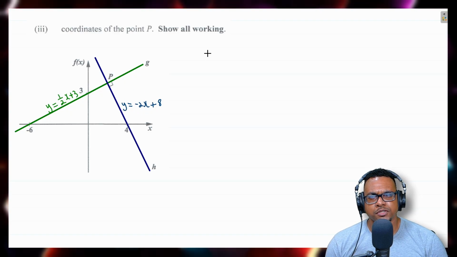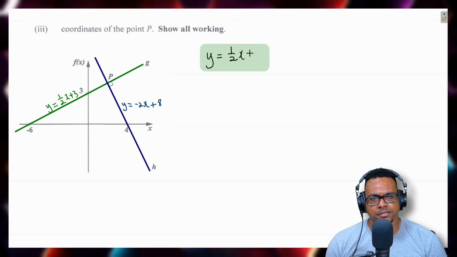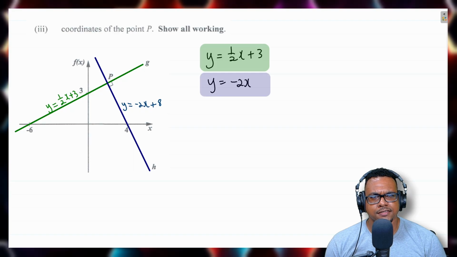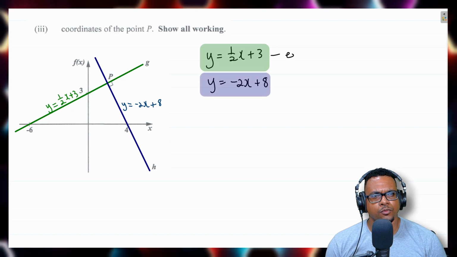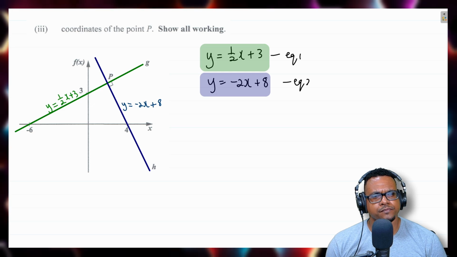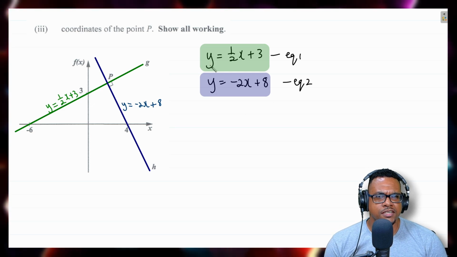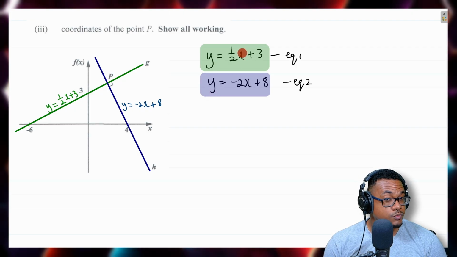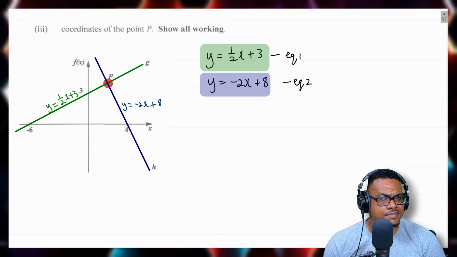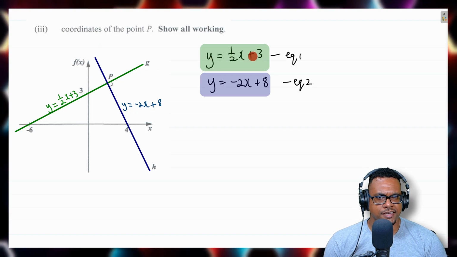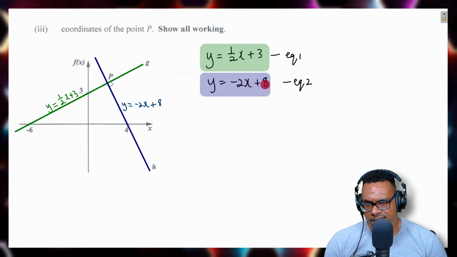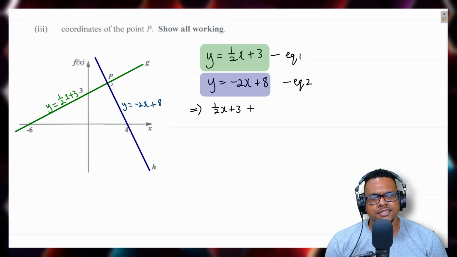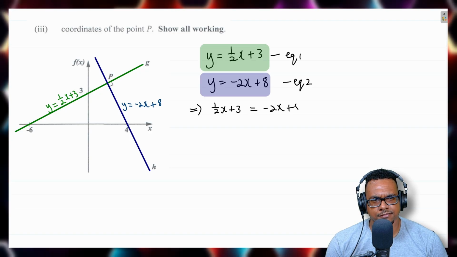So I'll write my first equation, which is y is equal to half x plus 3. And my second equation, which is y is equal to negative 2x plus 8. This is my equation 1, and this is my equation 2. Now we have an interesting situation here. The value for y in both equations would be the same, as well as the value for x in both equations, because that's the point at which the two lines intersect. So if y is equal to half x plus 3, and y is equal to negative 2x plus 8, it would simply imply that a half x plus 3 is equal to negative 2x plus 8.